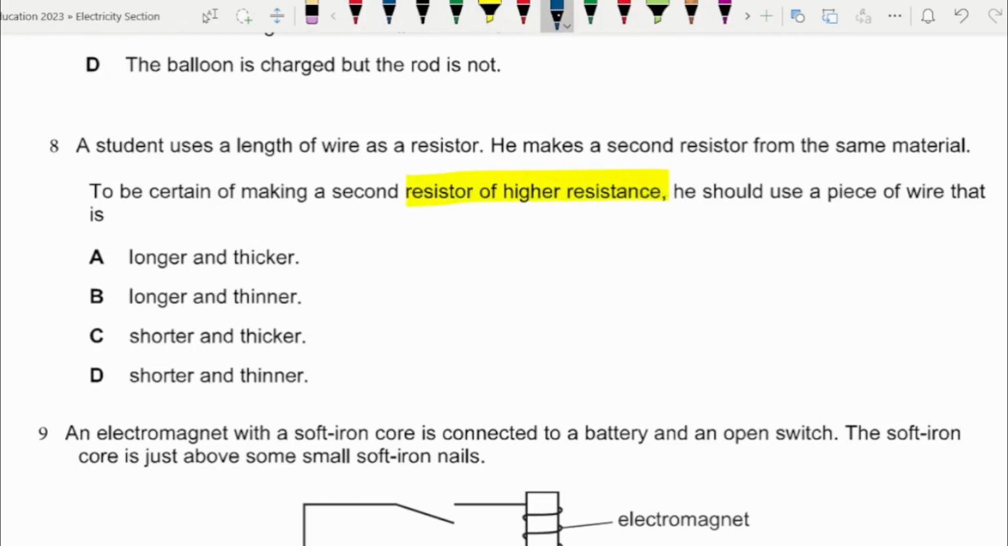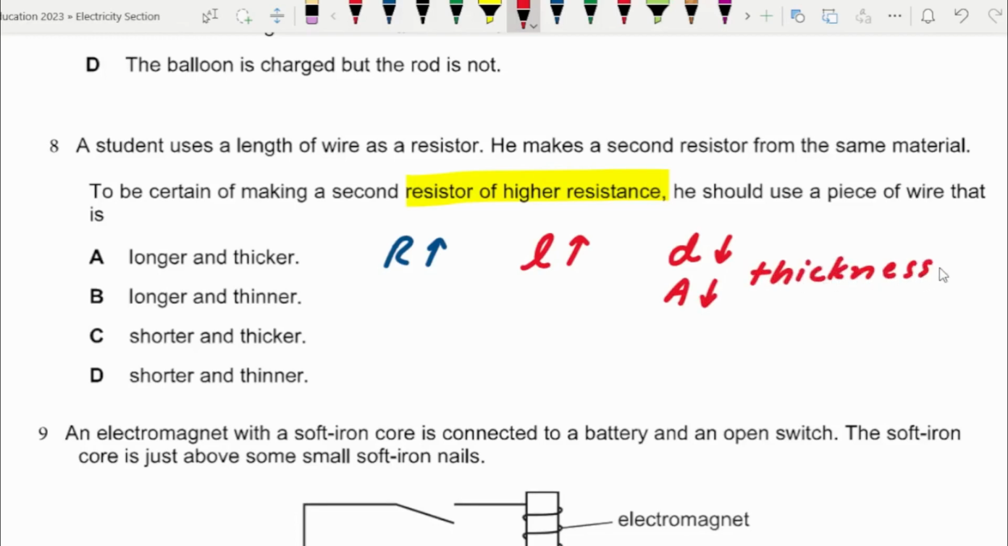High resistance means he needs to increase the resistance. So in order to increase the resistance, he needs to increase the length and decrease the diameter, or the area of cross section, whatever you want to call that. Or he needs to decrease the thickness, which means he needs to use a thinner wire. So we have to use a longer and thinner wire. So it has to be the option B.